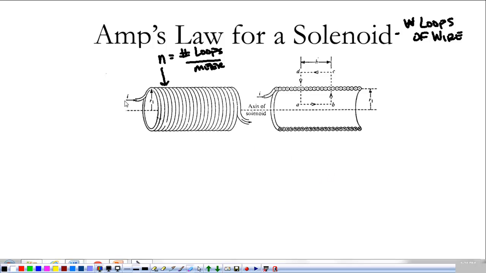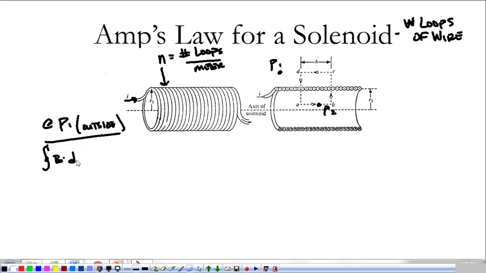Now looking at this, my current comes in, it goes around these loops, and this cutaway shows current coming out of the page on top and into the page on the bottom. So what we're going to do is use Ampere's law to look at point P1 and point P2, and a certain degree of symmetry to do that. So at P1, or outside of our solenoid, we've got Ampere's law, B dot dl equals mu 0 times I enclosed.